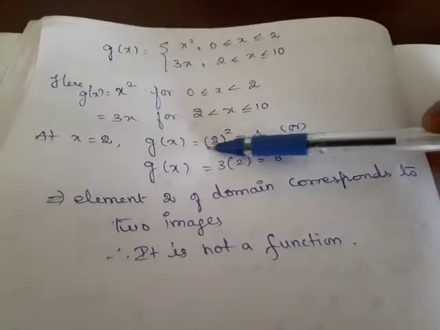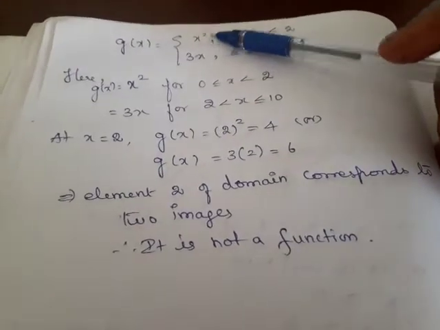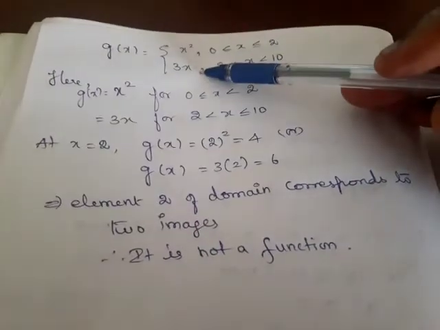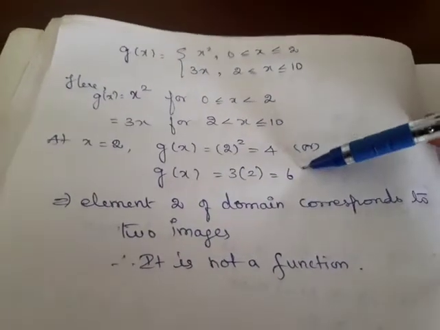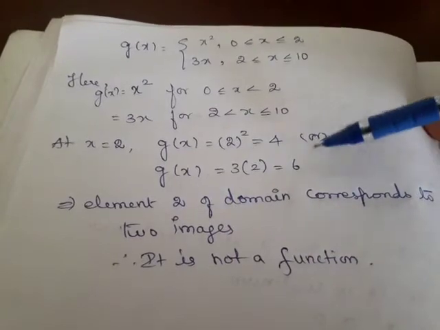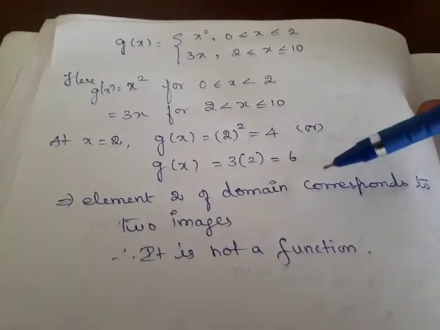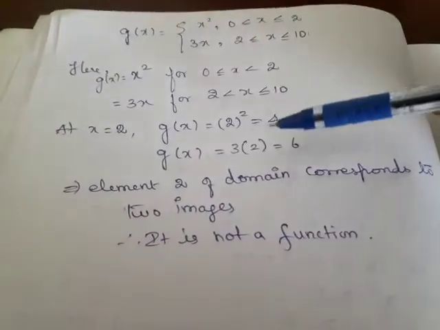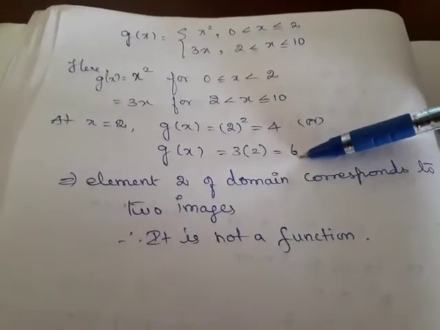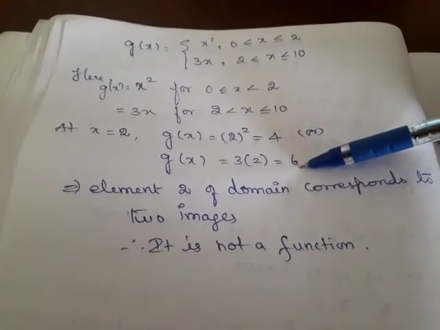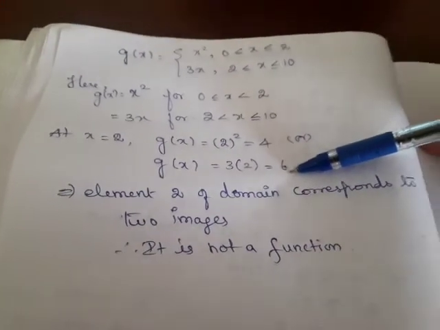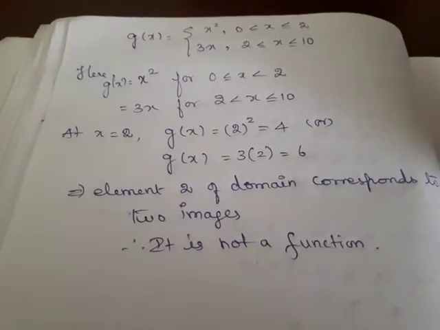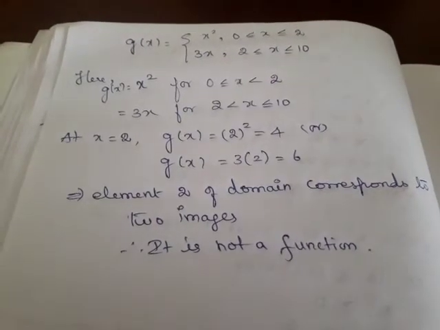So let us check at x equal to 2 what happens here. If we take the definition x square at the point 2, we are getting the answer as 4. But if we take the definition 3x at the point 2, we are getting the answer as 6. Both are not equal. We are not getting a unique answer, which says the element 2 in the domain corresponds to 2 images. So this is not a definition of a function, right? It should correspond to a unique image. Therefore, it is not a function. Hence, we have shown that f is a function and g is not a function, right?